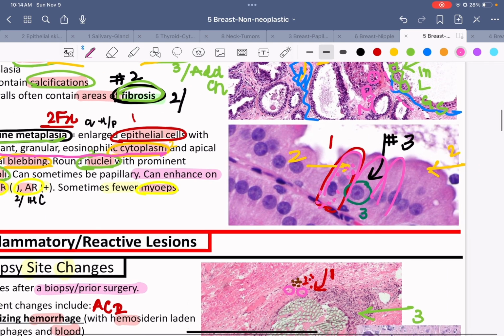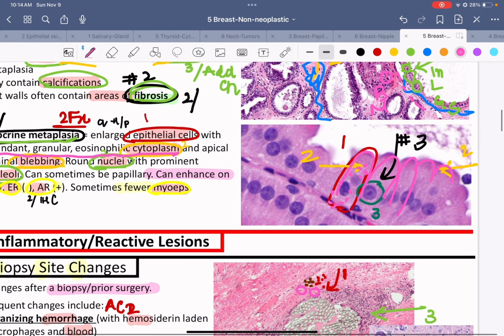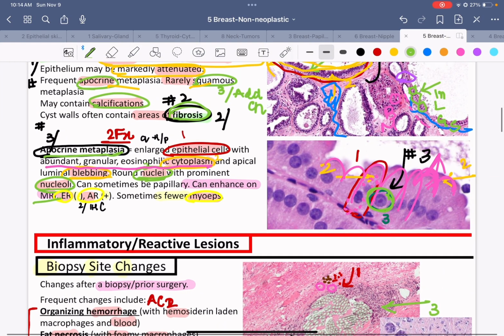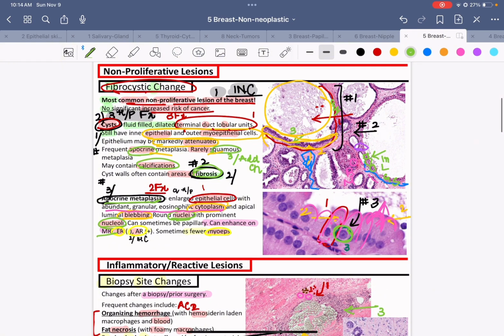Then they also develop apical blebs, as if they are secreting some sort of material into the lumen. The nuclei become prominent and the nucleoli are also prominent, as you can see here in green. They can sometimes be papillary, and they can enhance on MRI. Therefore, someone can become suspicious of fibrocystic disease on an MRI and send us a biopsy. But we need to recognize that this is a benign non-proliferative lesion with no increased risk of cancer, and it is very common.